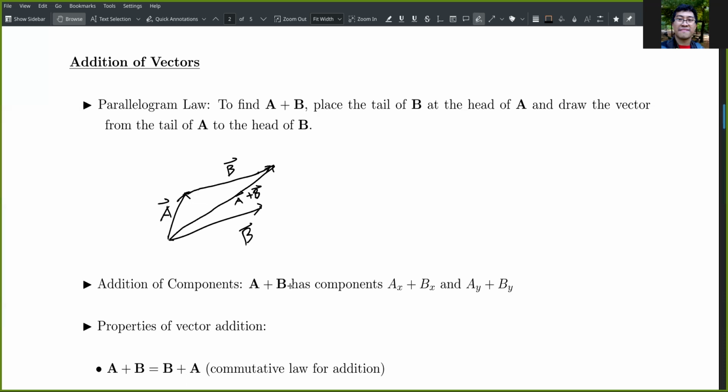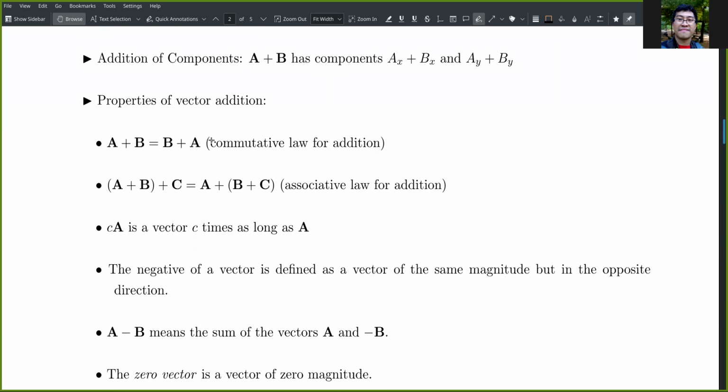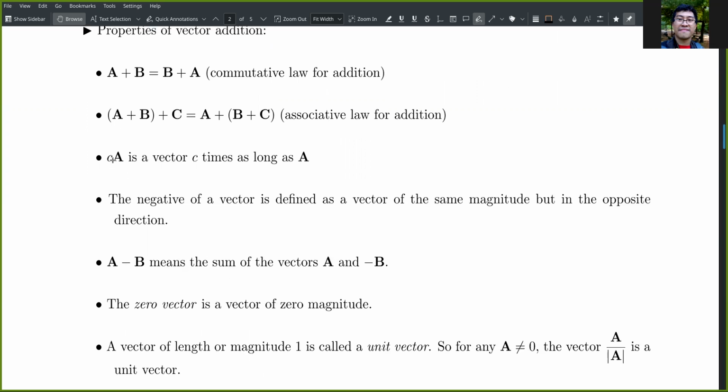We can also add using components. Say a plus b has components ax plus bx and ay plus by. Properties of vector addition: they are commutative, and the associative law is followed. If you multiply c with a, this is generally a property of vectors, so it's c times as long as a.